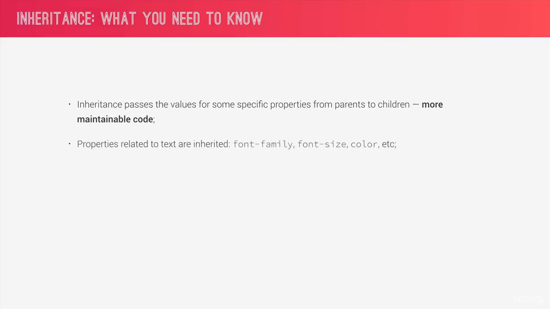Now, in the specification for each and every CSS property, you will find if the property is automatically inherited or not. As a rule of thumb, properties related to text are inherited, so properties like font family, font size, color, etc. Other properties like margins or paddings are of course not inherited, because that would just be extremely impractical. Just imagine setting a margin on some section or something, and then suddenly all of the children would automatically get the same margin. That doesn't make any sense, right?